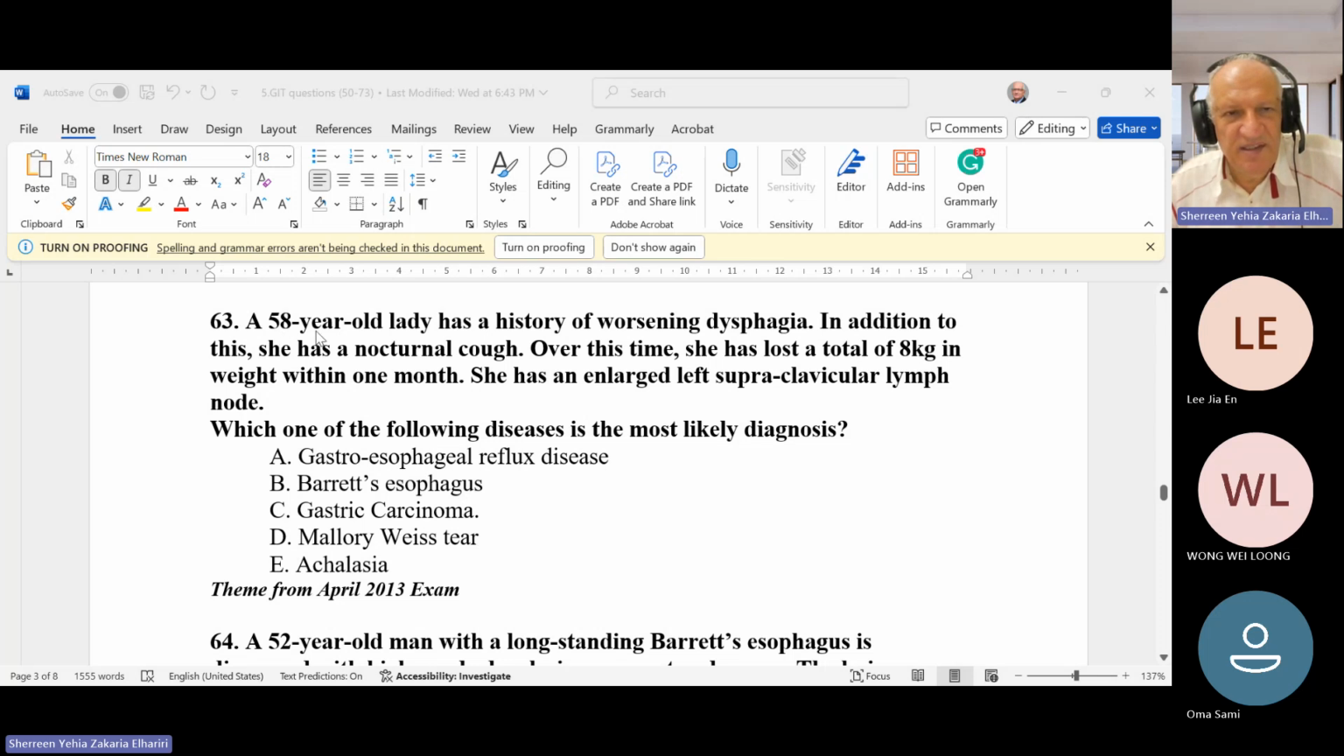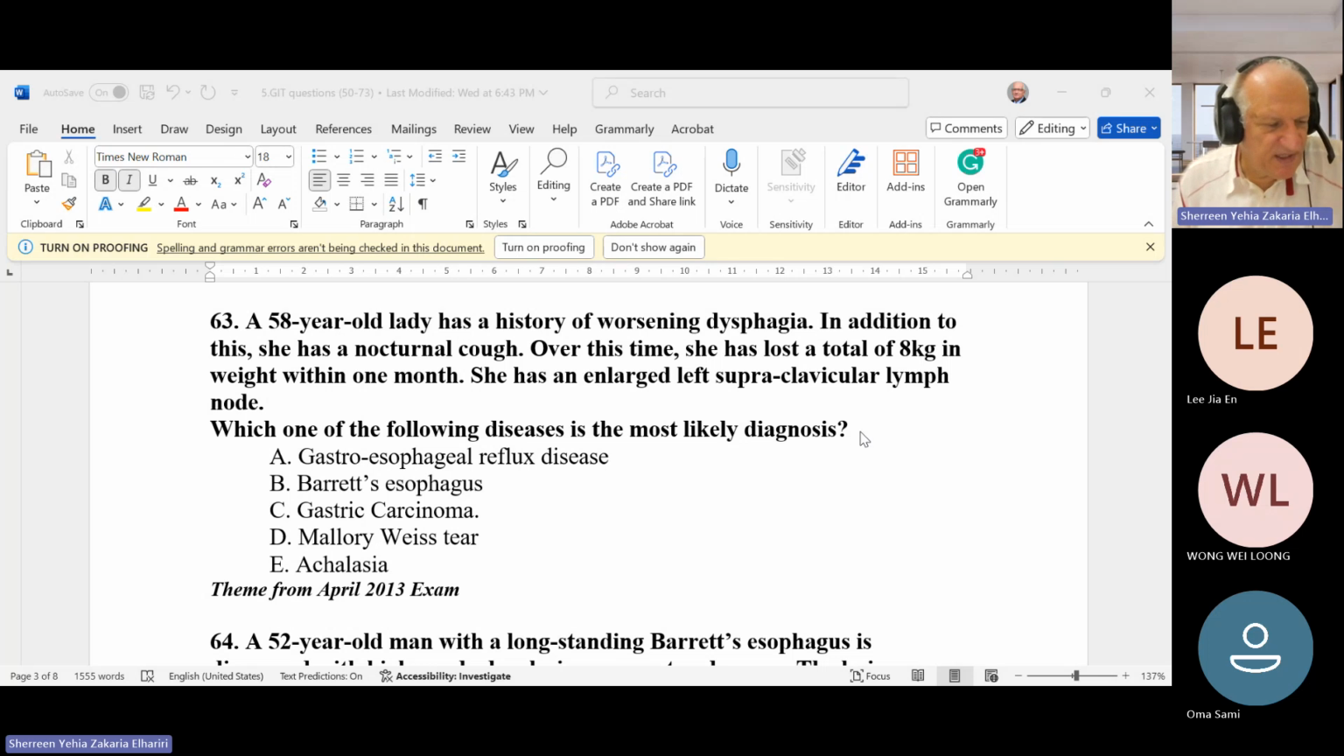Next question. A 58-year-old lady has a history of worsening dysphagia. In addition to this, she has a nocturnal cough. Over this time, she lost a total of 8 kilos in weight within 1 month. She has enlarged left supraclavicular lymph nodes. Which of the following diseases is the most likely diagnosis?